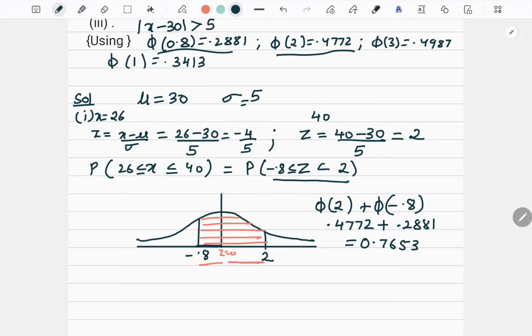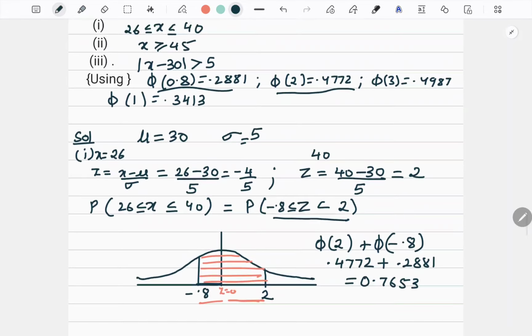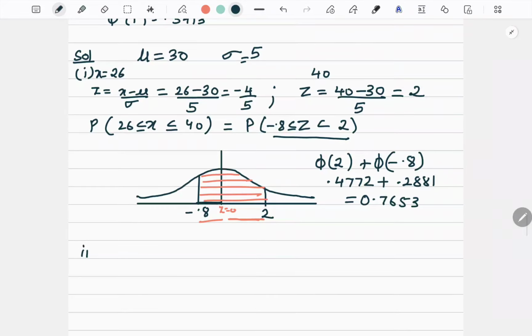Let's do the second part. Now the second part, they are asking to find the probability for x is greater than or equal to 45. So again I want the probability for x is greater than or equal to 45. So I need to convert this 45. So z is equal to x minus mu upon sigma. So 45 minus 30 upon 5.